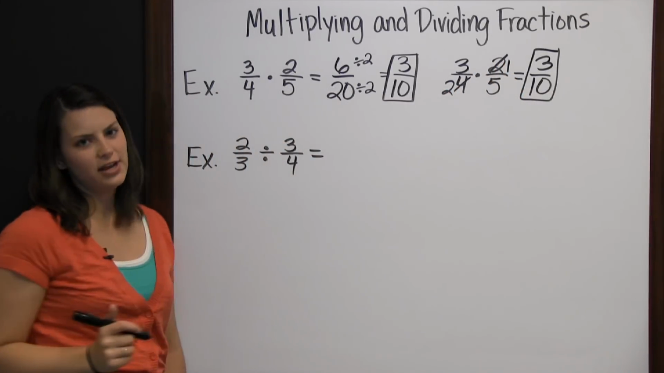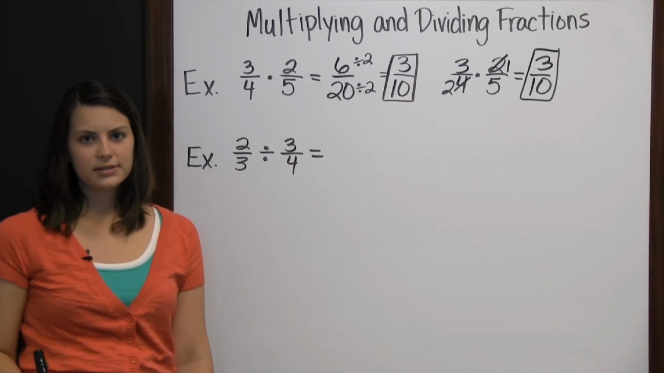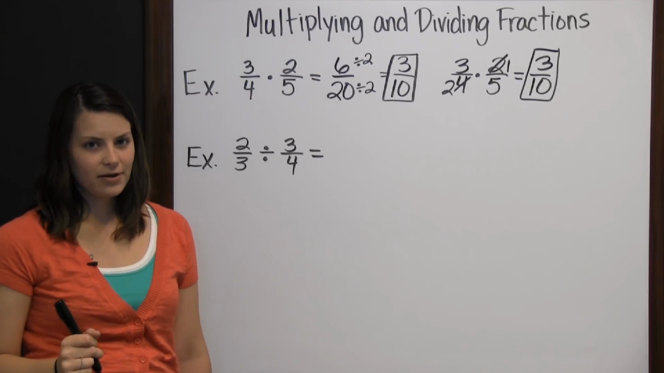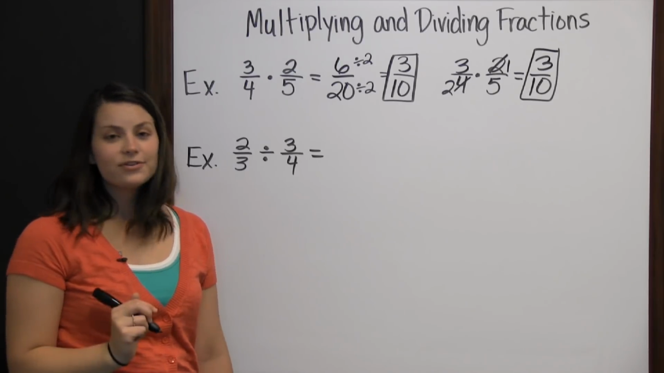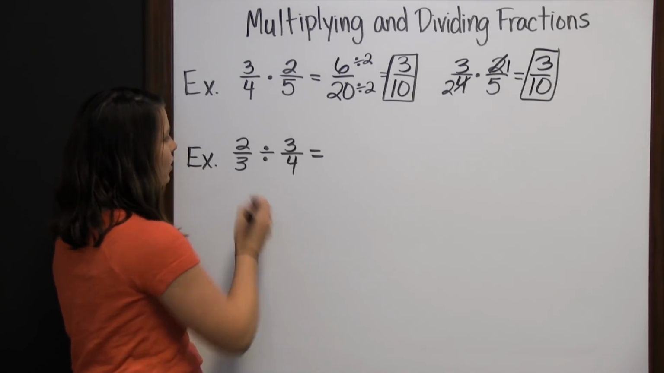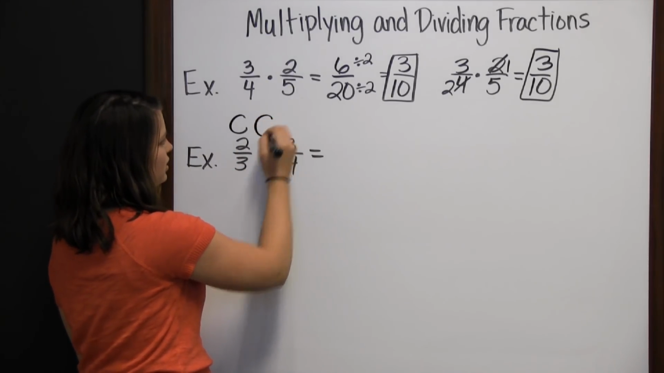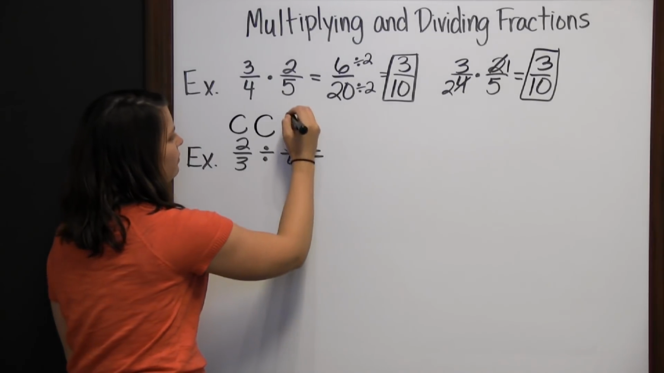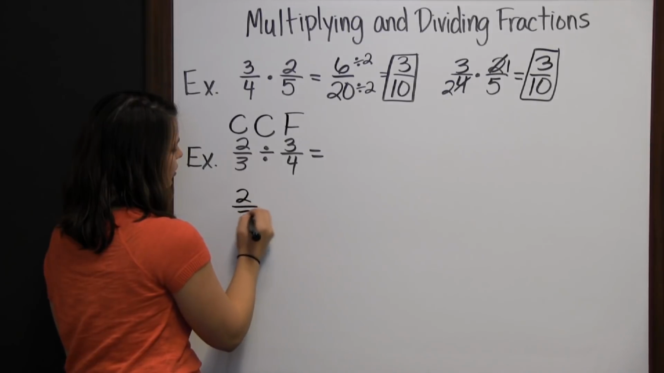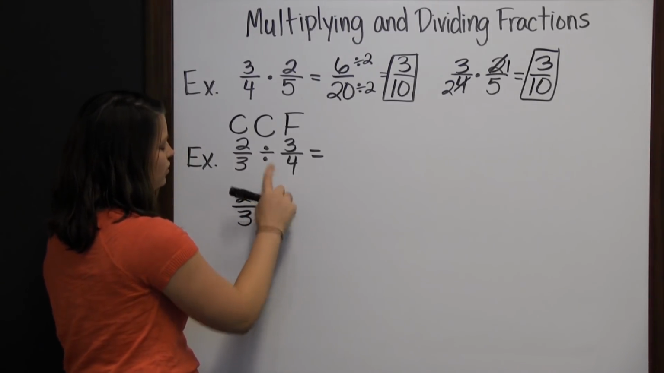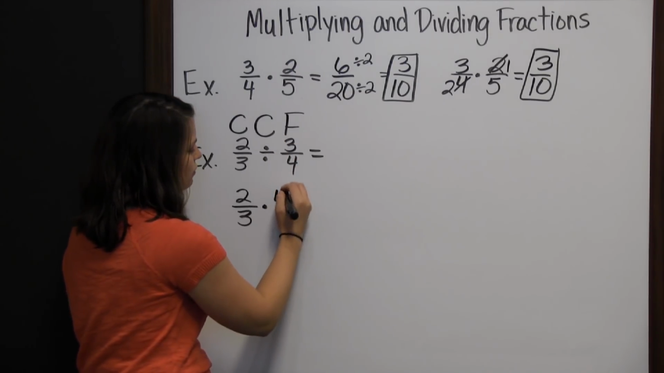Now let's look at division. We're going to divide 2/3 by 3/4. And you know what's funny about dividing fractions is that you don't. We don't divide fractions. Instead, we copy the first fraction, we change division into multiplication, and we flip our last fraction. So we copy the first 2/3, we change division into multiplication, and we flip the last fraction over.